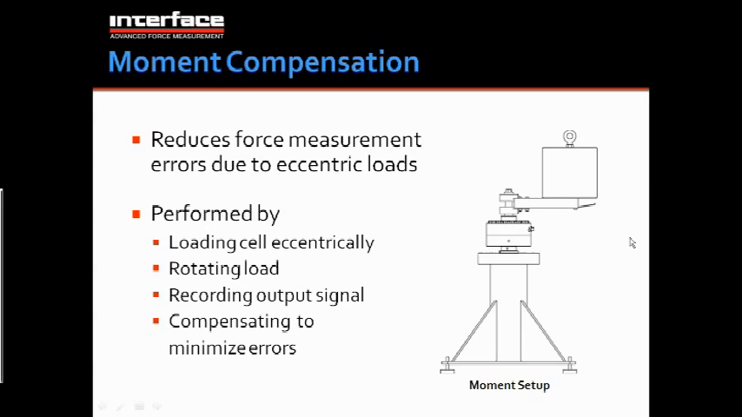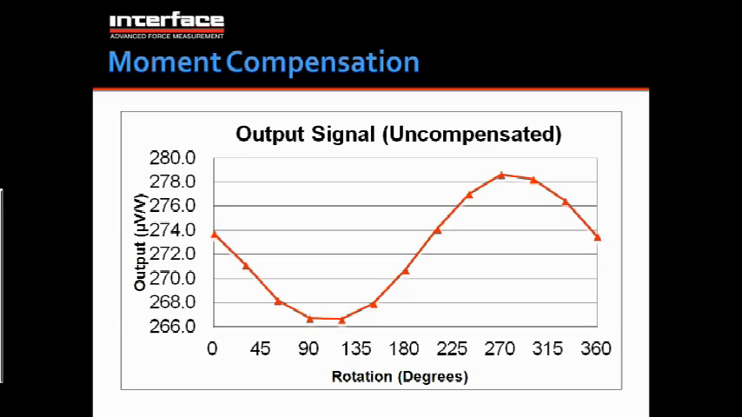So in this case, what we have is the uncompensated condition. And as I mentioned, down on the bottom, we have the degrees of rotation of that eccentric load around the load cell. And on the y-axis, what we have is the output of the readings that we are obtaining from the load cell. And we can see from here that as we rotate that load around the load cell, the output signal is fluctuating.